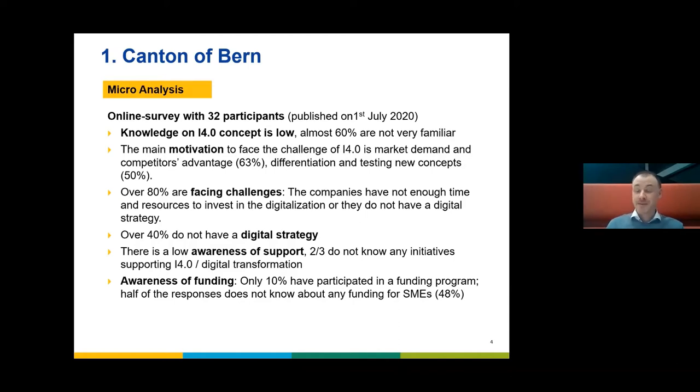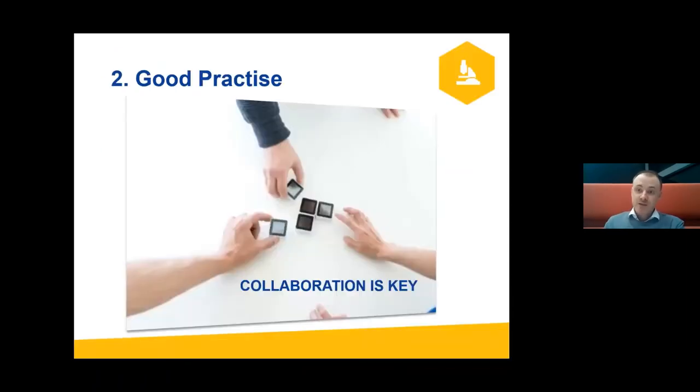We could help them. These companies are short on time. They're good in their daily business, and they probably don't have the time to look around and discuss what type of offer is on the table. I will come back to that in the end. Classically, what we say is collaboration is key to coping with the digital transformation, and there are platforms that support this type of collaboration between these companies. So that's my good practice that I would like to introduce to you.